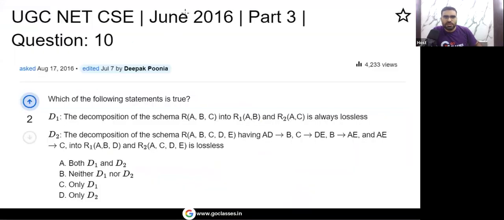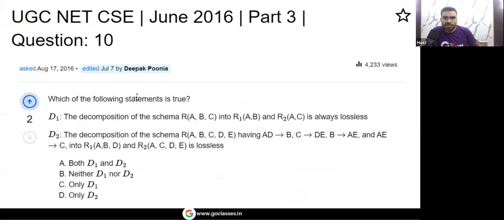Let's move on now. Let's solve this UGC NET June 2016 question. Which of the following statements is true? The decomposition of schema R(A,B,C) into R1 and R2 is always lossless.